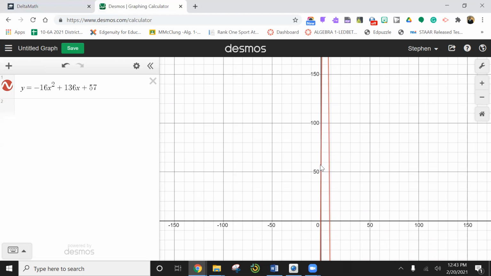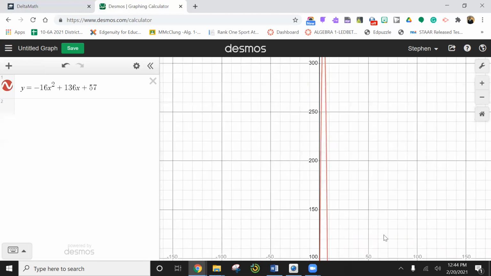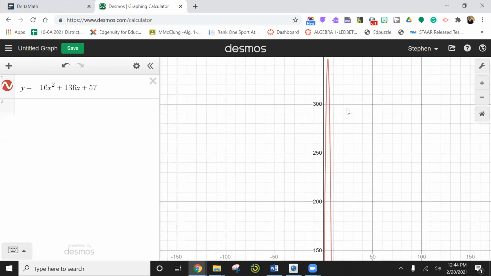So 57 is right about here. Let's see, I'm a little bit off. Right there, it's 57. So that's how tall the tower is. All right, from 0 to 57. The question is, how high does the rocket go? So we've got to find how high this rocket goes. And remember, at the beginning, it tells you which one. Oh, there it is right there.